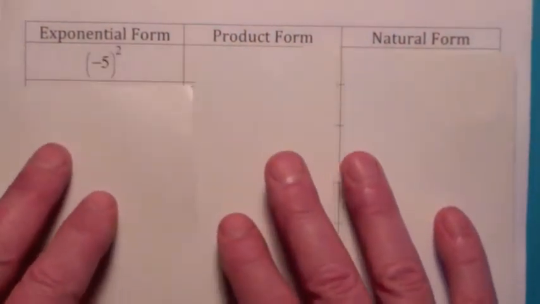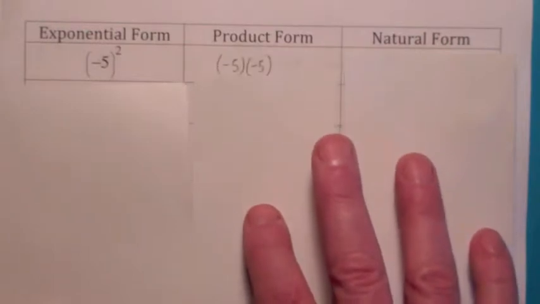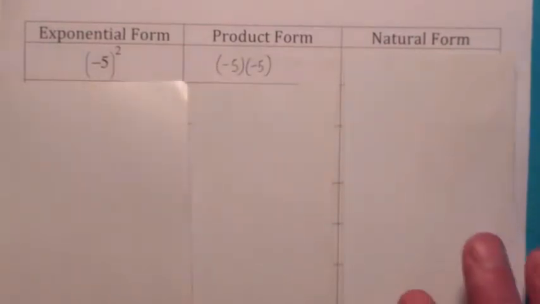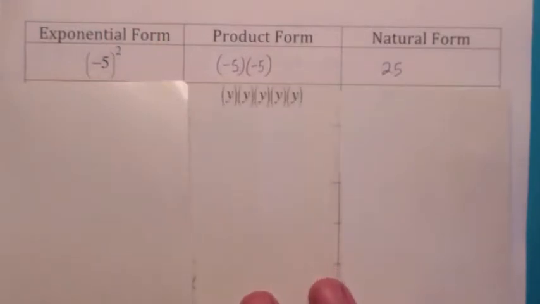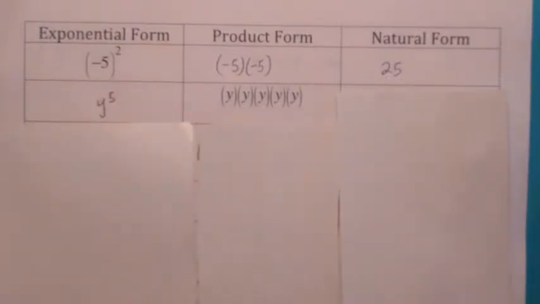All right, let's say you have negative 5 to the 2 power. Base is negative 5. Exponent is 2. So this is just another way of writing negative 5 times negative 5, which can be written in natural form as 25. What if you have y times y times y times y times y? 5 factors of y. Well, in exponential form, the base is y, exponent is 5. But unfortunately, you can't write this in natural form because you don't know what y is.